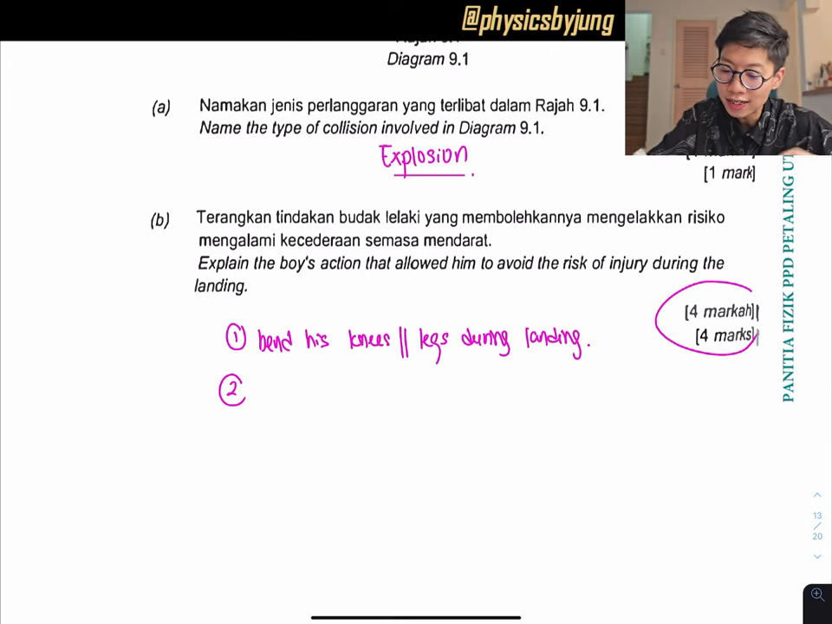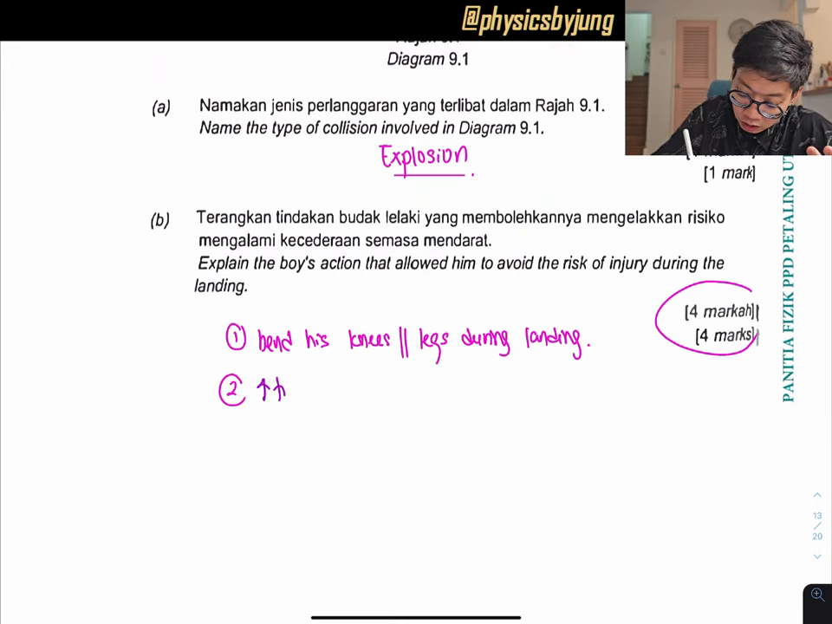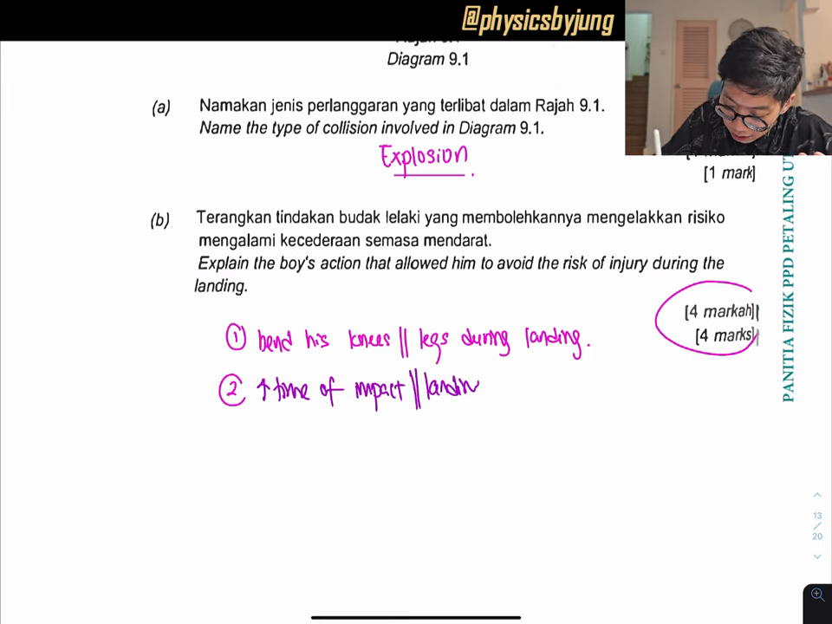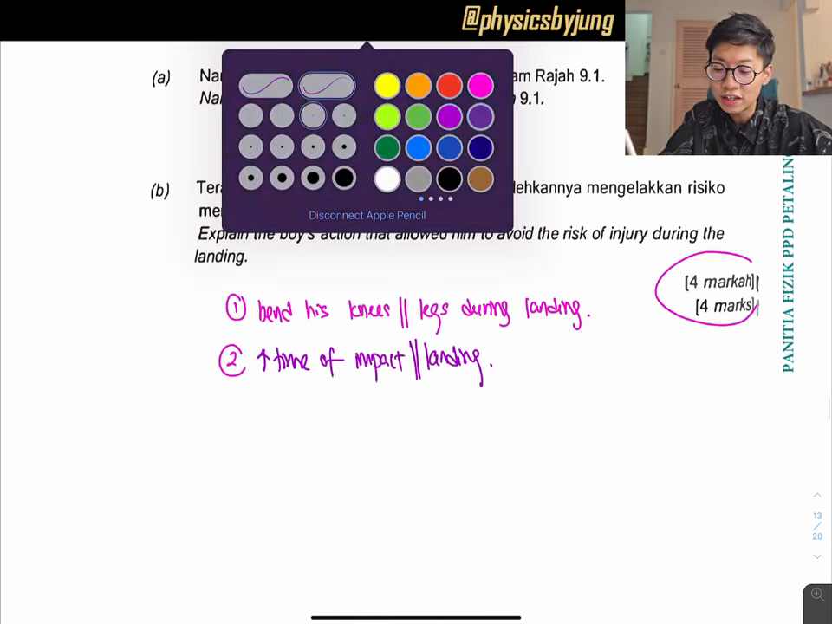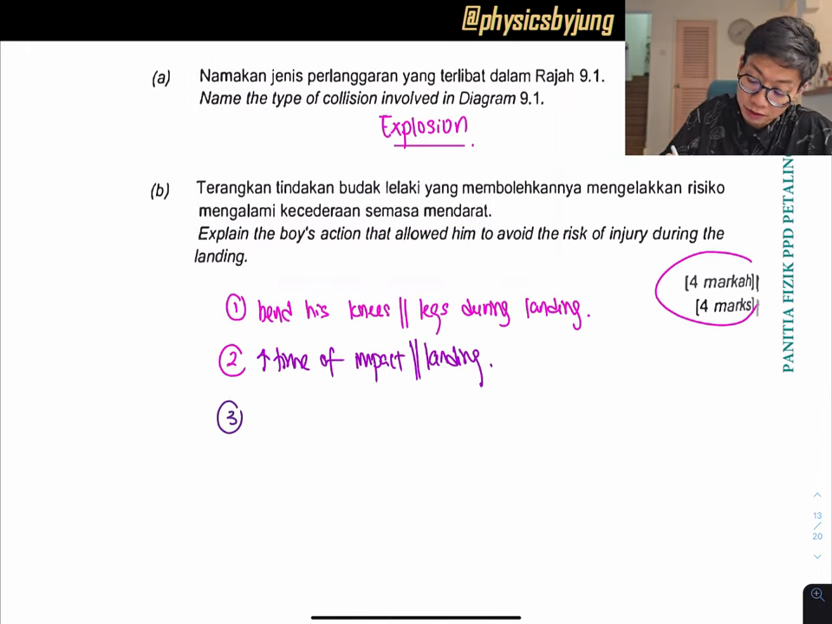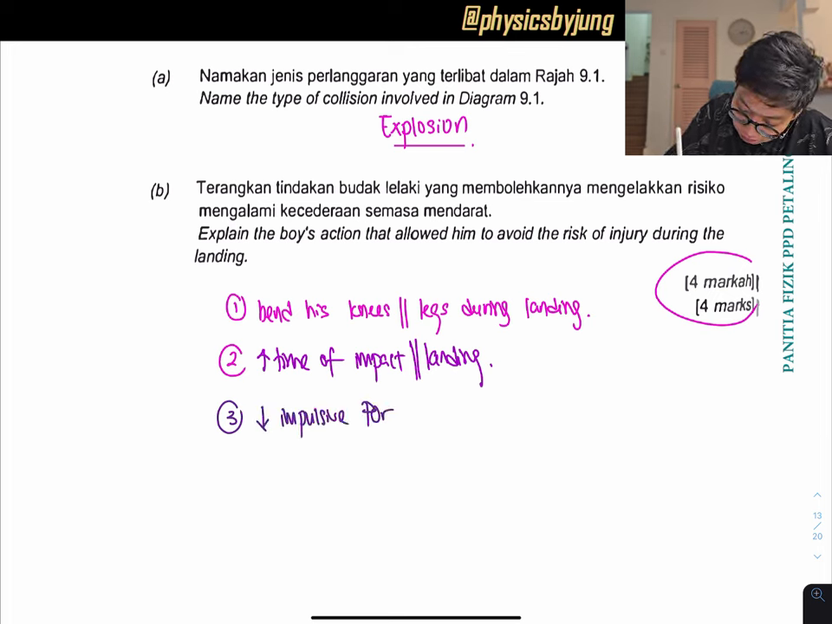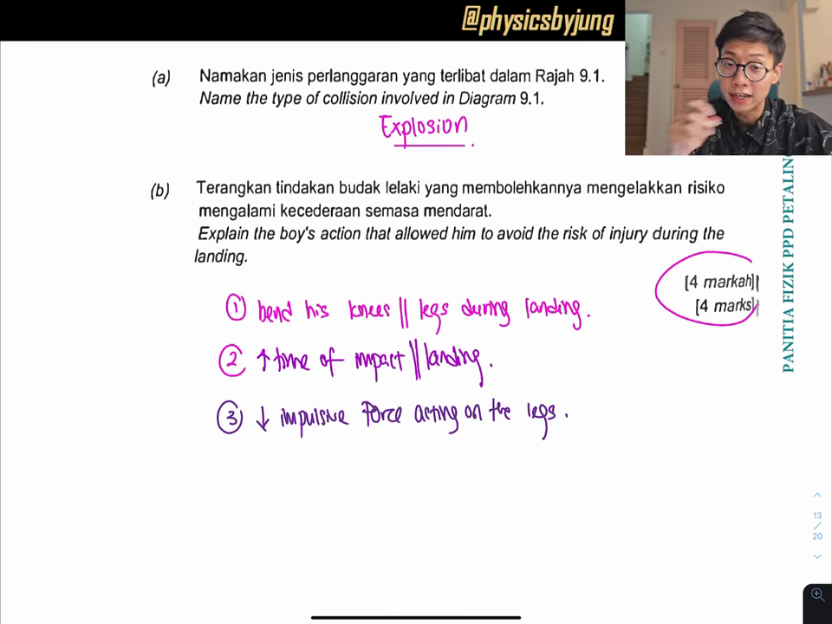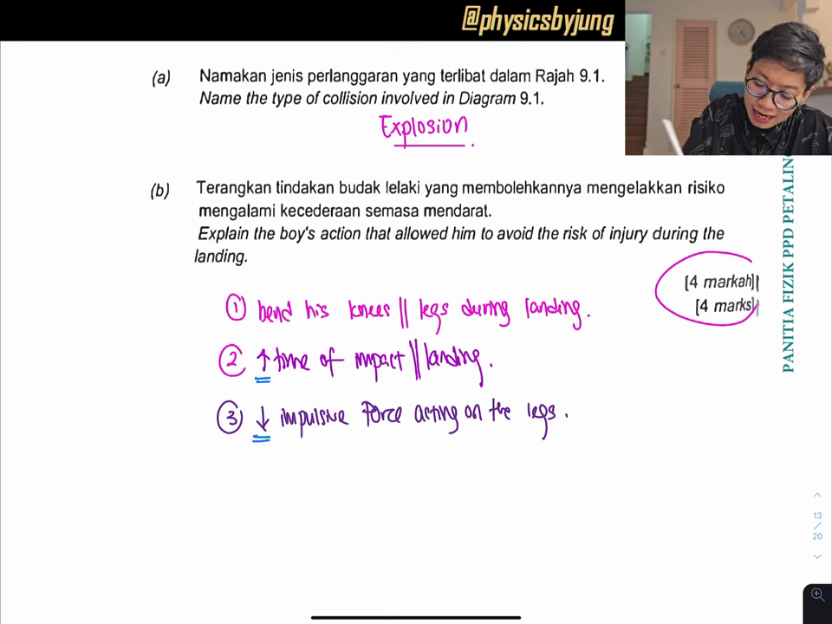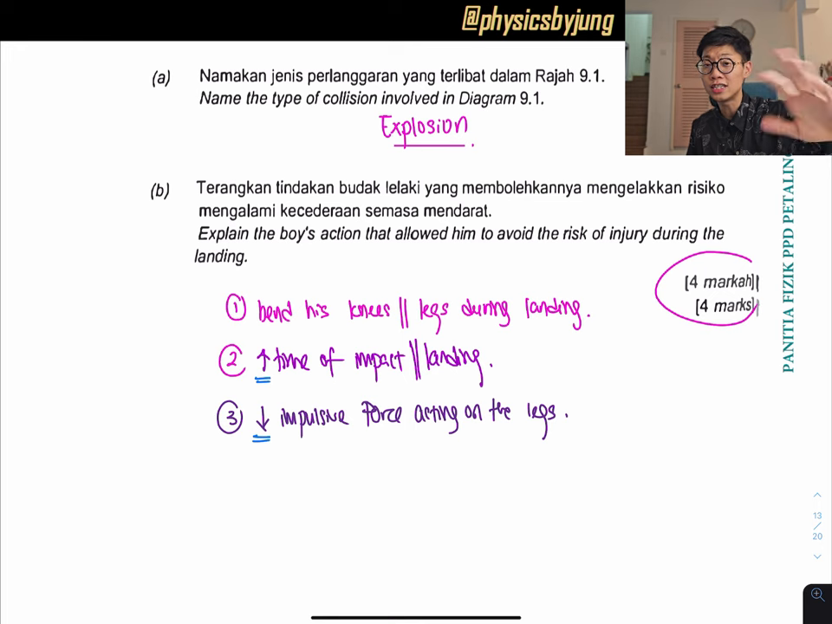So number 2, why he wants to bend his leg during landing is because he wants to increase the time of impact, alright? Or you can say increase the time of landing. So therefore, if he increases the time of impact, time of landing, then number 3, we can say so that this will reduce the impulsive force acting on the legs or knees and everything. Okay guys, remember in exam, don't go and write this arrow. Every single time during videos, I will write arrow. You can actually just substitute this with increase or decrease impulsive force, increase time of impact. So to make this simple.